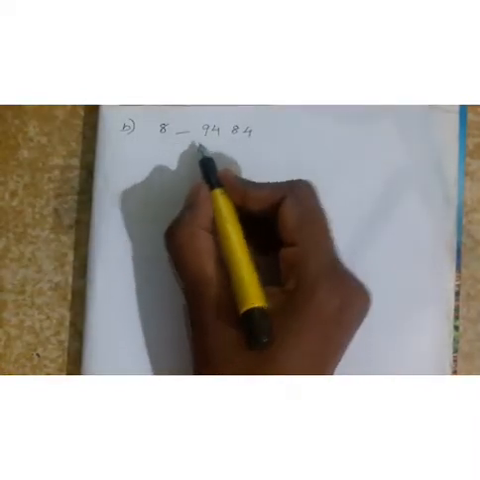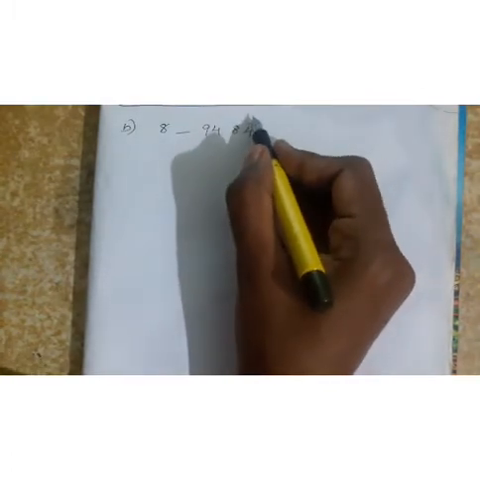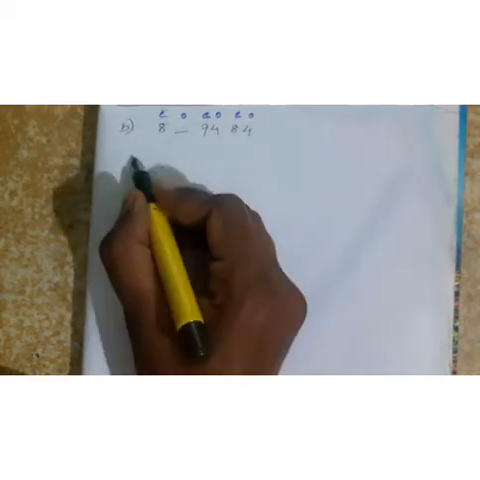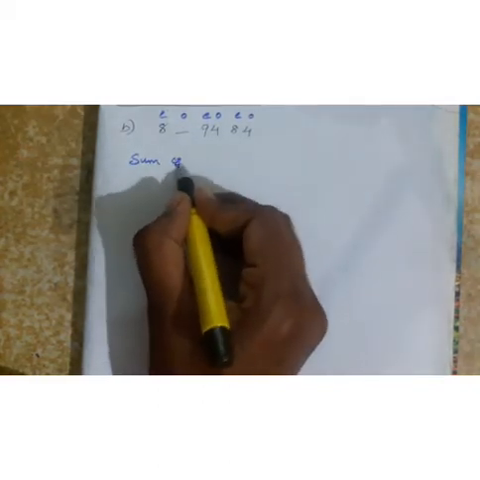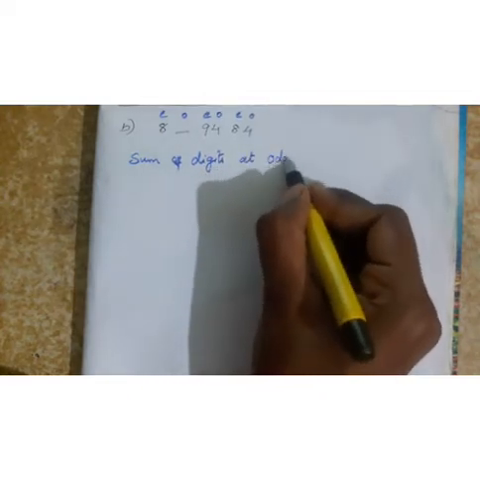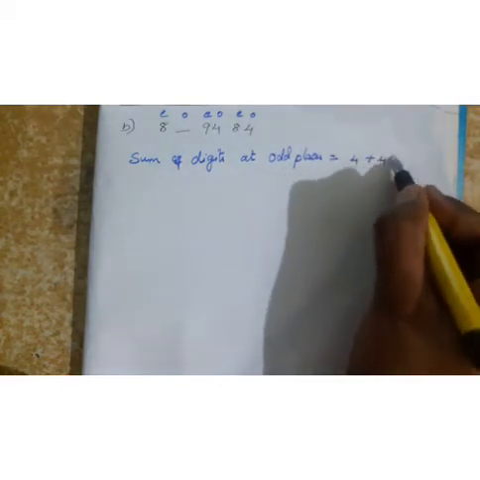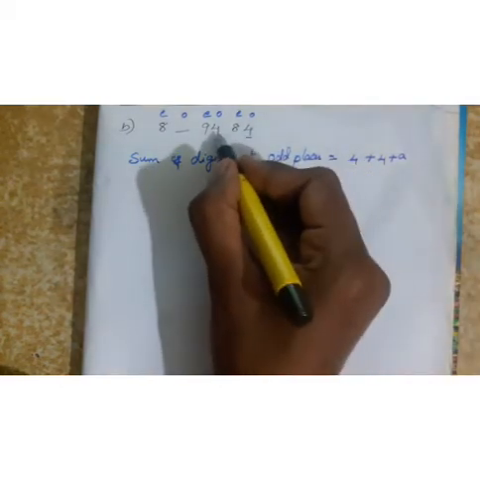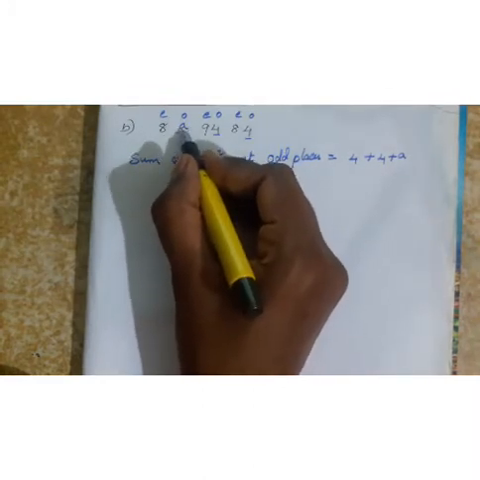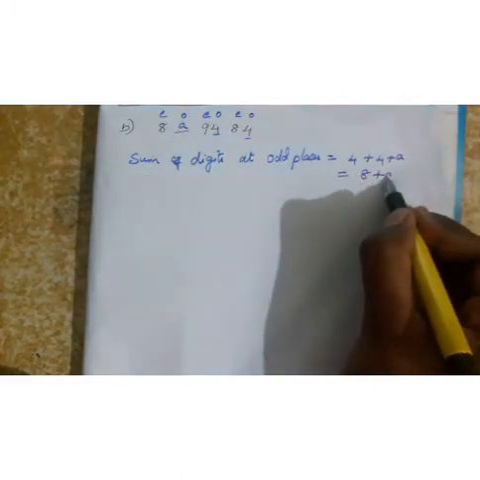B part. A blank space 9484. First write odd place, even place, odd place, even place, odd place, even place. Sum of digits at odd places equal to 4 plus 4 plus A. Let A be the number in the blank space. 4 plus 4 plus A equal to 8 plus A.